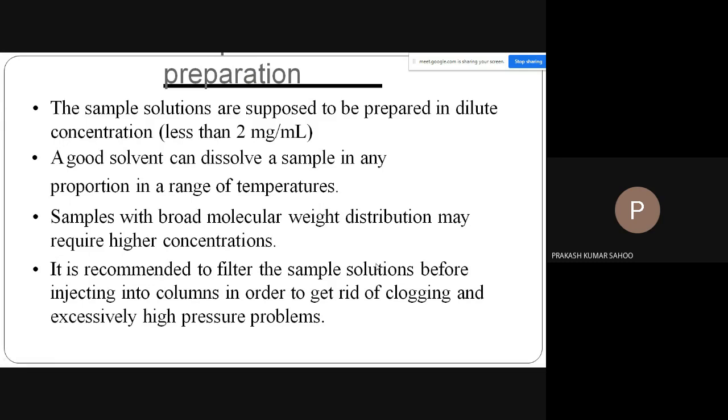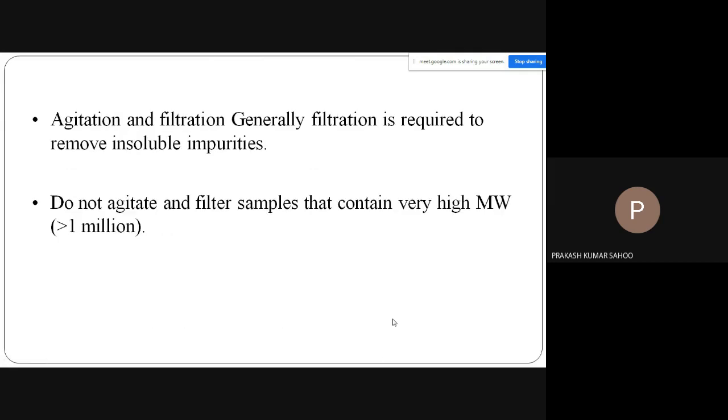So always before the injection, the sample should be made into solution with the mobile phase in order to get rid of clogging or excessive high pressure problems. Agitation and filtration: generally filtration is required to remove insoluble impurities. Do not agitate and filter samples that contain very high molecular weight, greater than 1 million.